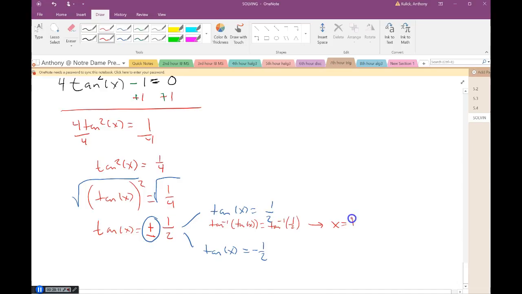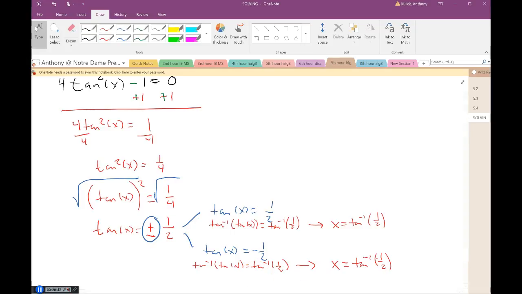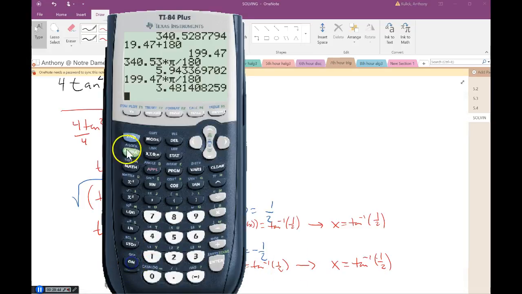So I get x equals tan inverse of 1/2. And then when I tan inverse both sides of the other one, I get x equals tan inverse of -1/2. Now, if we look at our unit circle, is 1/2 a value for tangent? Nope. So what should we do? Calculator.